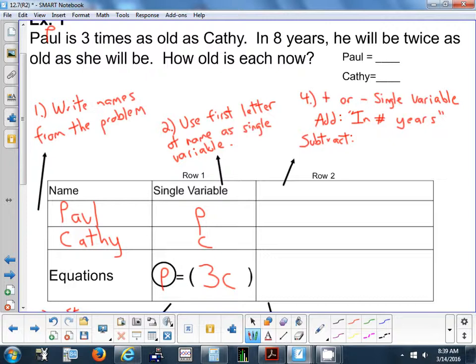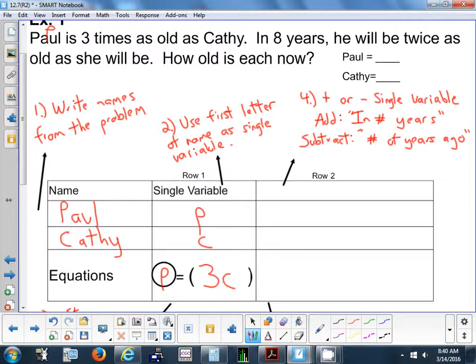We'll subtract if it says a number of years ago: 6 years ago, 3 years ago, 10 years ago. If we see that, we're going to have to subtract from the single variable.